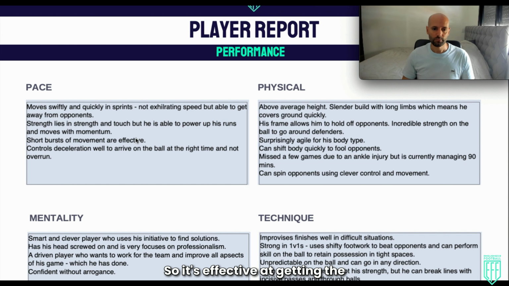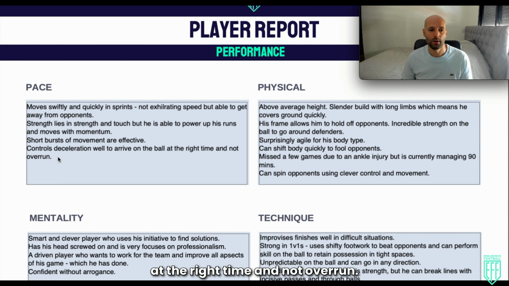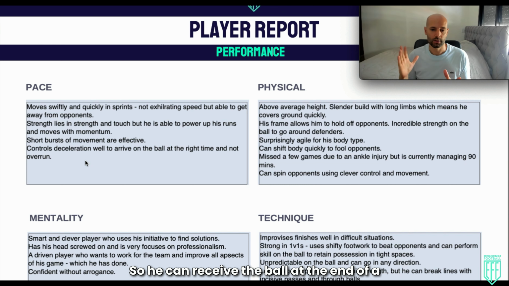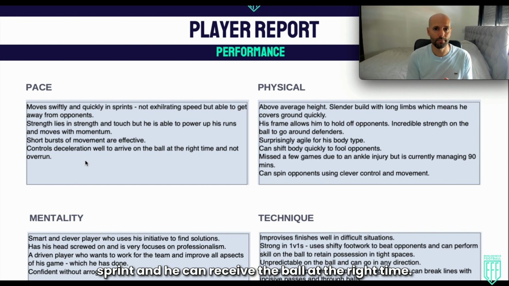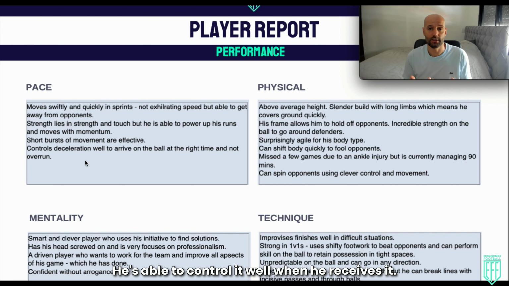So it's effective at getting the ball or receiving the ball. Controls deceleration well to arrive on the ball at the right time and not overrun. So his deceleration is very good, which means that he's controlling it. So he can receive the ball at the end of a sprint, and he can receive the ball at the right time. He doesn't overrun. He doesn't run too fast. He's able to control it well when he receives it.